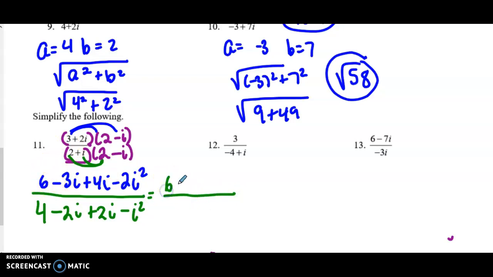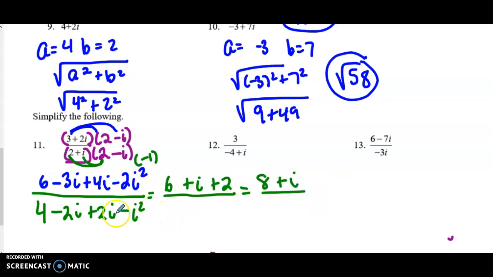So we have 6 plus i, and then this i squared, remember, is the same thing as negative 1. So this is like negative 2 times negative 1, which makes that a positive 2. Okay, and then I'm just going to keep going with the top. So in the top, I'm left with 8 plus i.